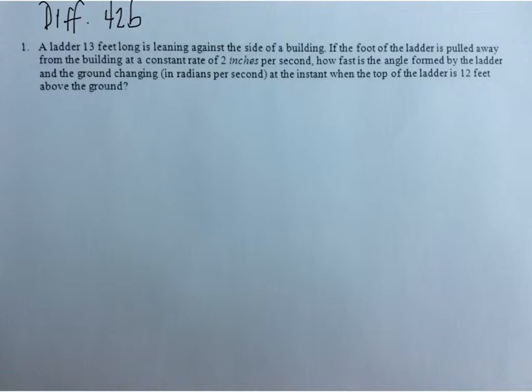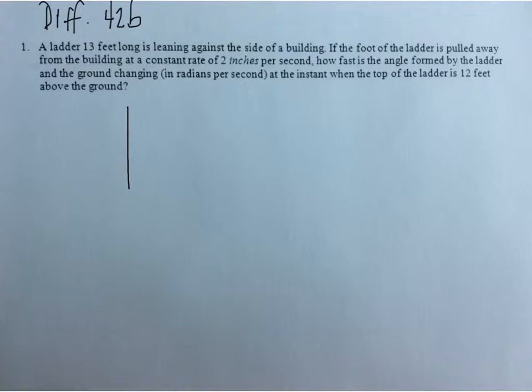Okay, this is differentiation packet 42B, question 1. We're looking at related rates here. We've got a ladder that is 13 feet long and it's leaning against the side of a building. The foot of the ladder is being pulled away from the building at a constant rate of 2 inches per second. So let's see. First step is to use a diagram.